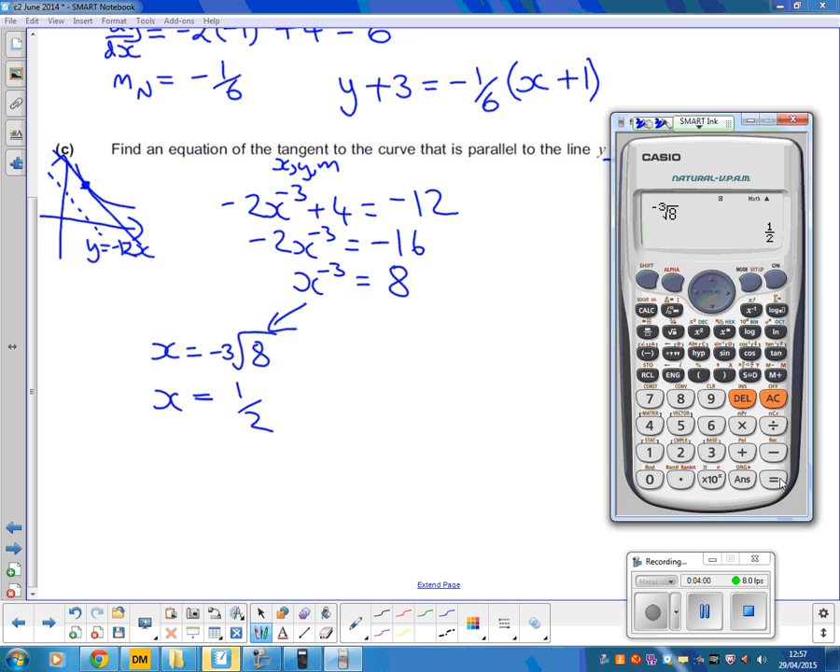The other way is to work this out by changing this. So x to the negative 3 is the same as 1 over x cubed. That means x cubed is 1 over 8, and then if you cube root 1 over 8, you also get a half.